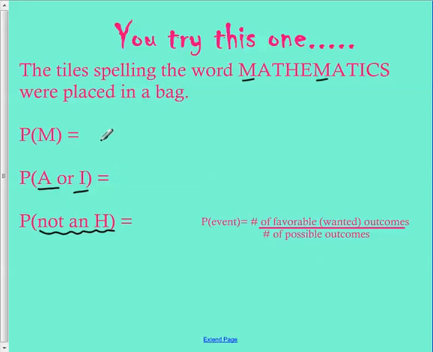So there are 11 possible outcomes when you spell out mathematics. 2 of them are M's. So 2 out of 11, and that can't be simplified. The probability of getting an A or an I, here's an A, here's an A, here's an I, so there are 3 out of the 11. And there's only 1 H. Do you notice that? So if there's only 1 H, then we can get all 10 other letters out of the 11.